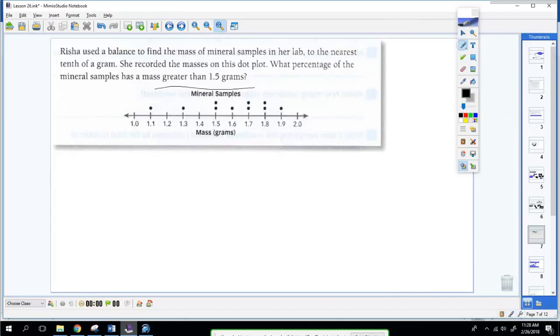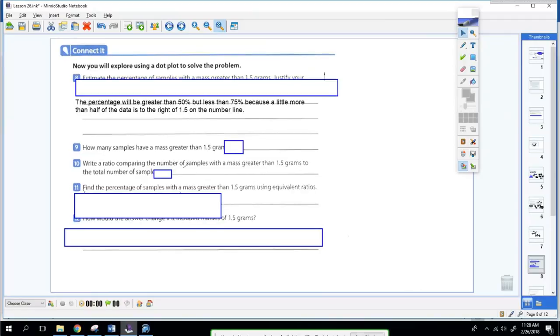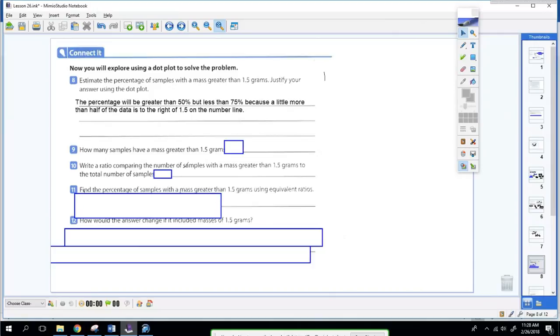Well, there is 1, 2, 3, 4, 5, 6. So there are 6 greater than 1.5, and only 4 that are 1.5 or less. So I would say it has to be about 50% or higher. I said the percentage will be greater than 50%, but less than 75. But the main idea is it's going to be greater than 50%. So when we actually find the percentage, if it's less than 50, then we made a mistake.